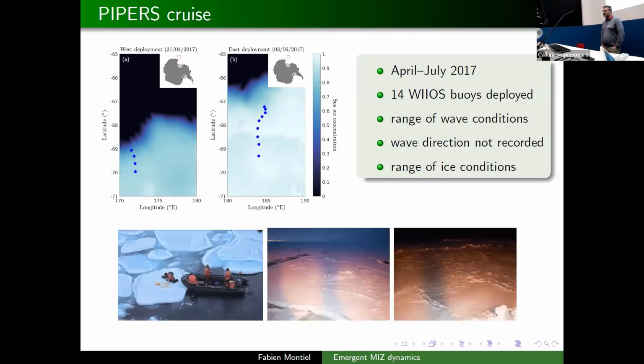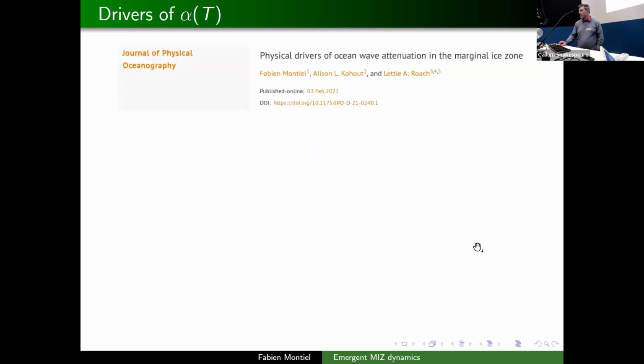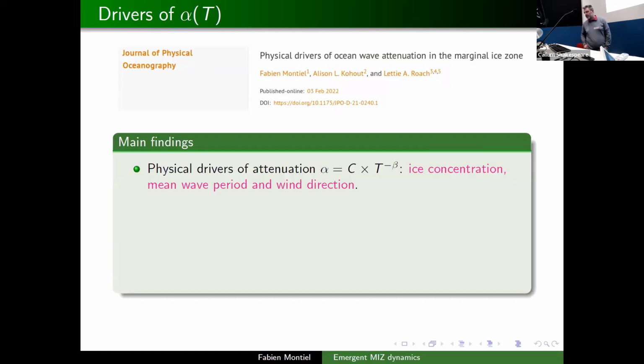Just to highlight the range of ice conditions that we had, these are 3 pictures that were taken during the programs, where you can see small ice floes, middle-sized ice floes, and then some nearly continuous ice as well. And you can see there is a buoy which sits here on the ice. So that's one of the wave buoys. Okay, so we just recently got a paper on that, and you can read the details in the paper, but here are some of the main findings.